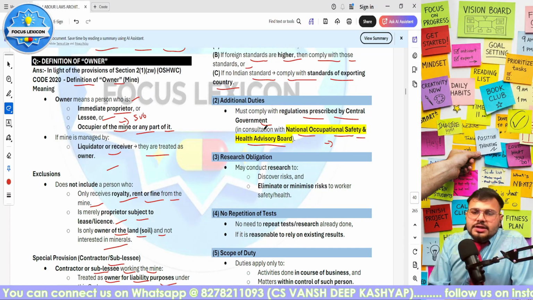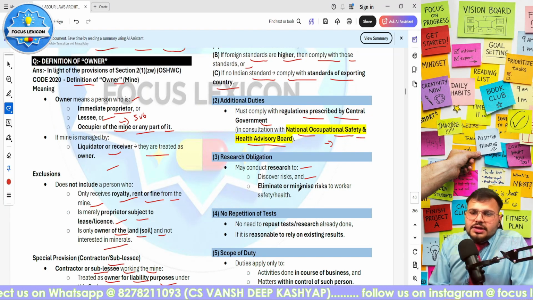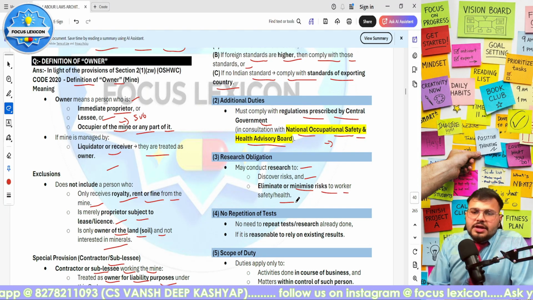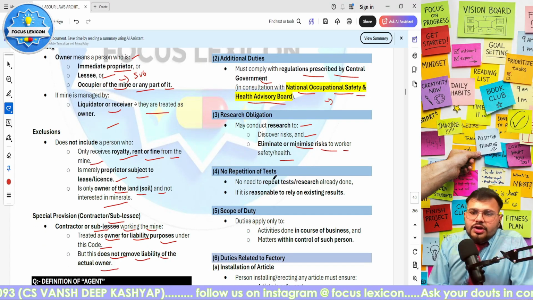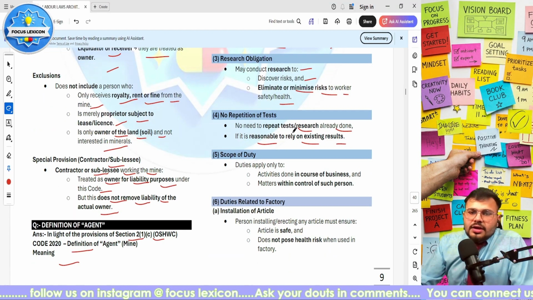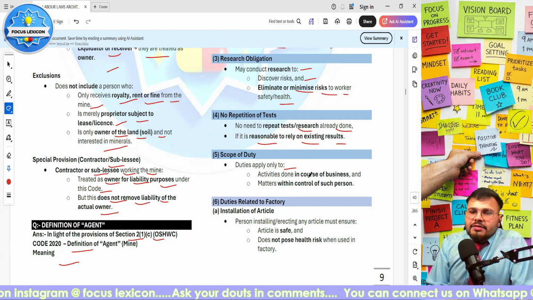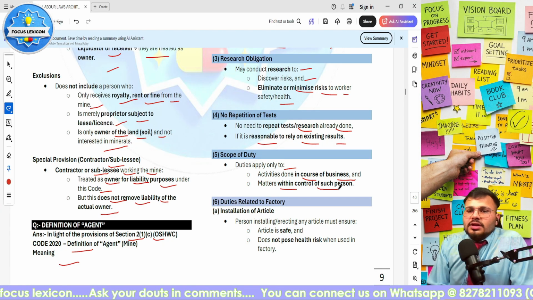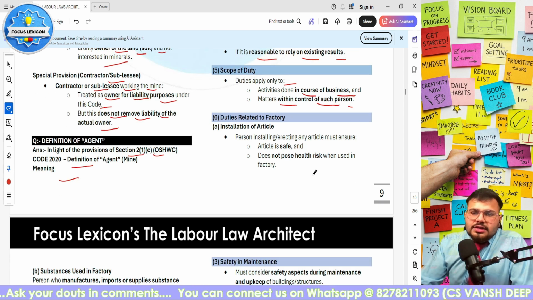Then research obligations: may conduct research to discover risk, and eliminate or minimize risk to worker safety and health. No repetition of test, no need to repeat the test if research is already done and it is reasonable to rely on existing results. Then scope of duty: the duty applies only to activities done in the course of business and matters within the control of such person.